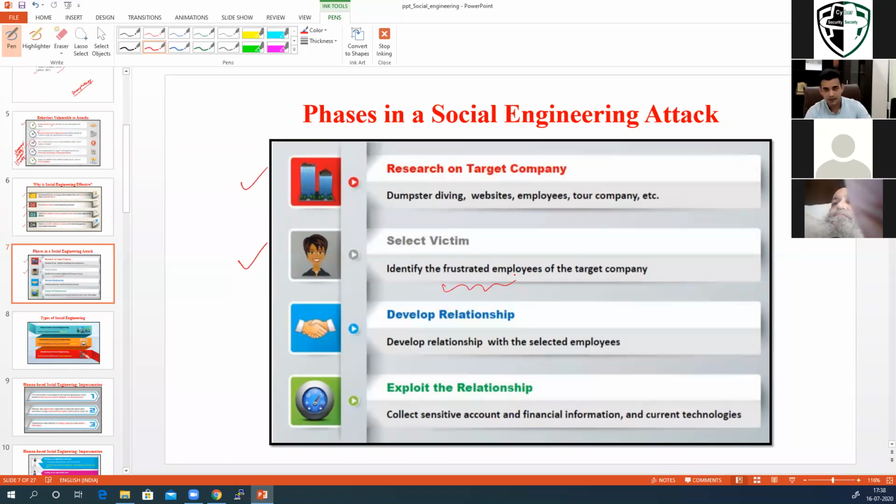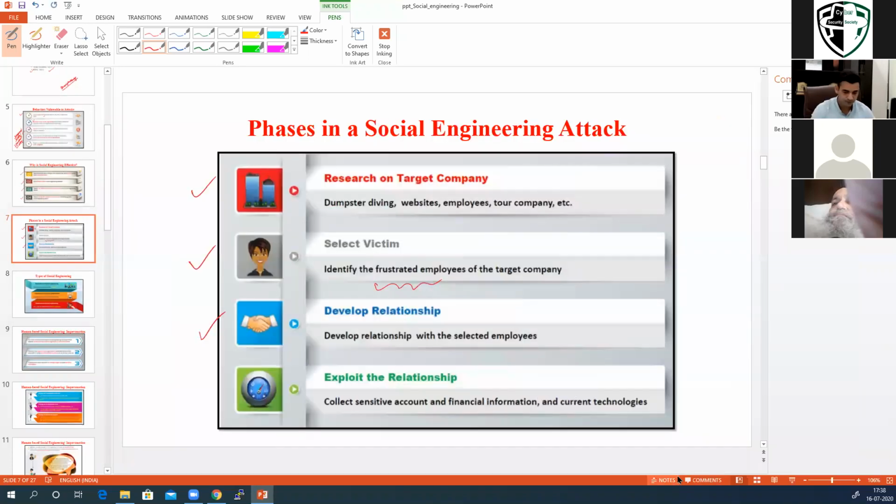So they basically do a kind of research that out of this bunch of 100 people, which particular employee is to be targeted. They do the research and then select a victim who can be a soft target for them. Next, develop a kind of relationship. This basically happens at the next stage.